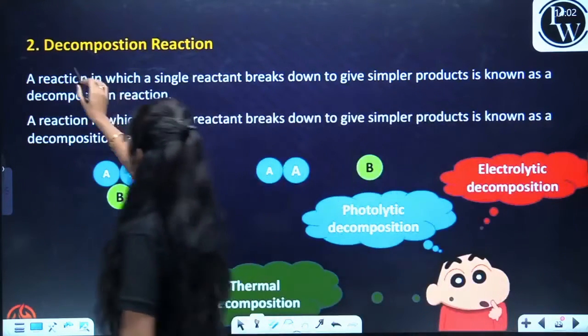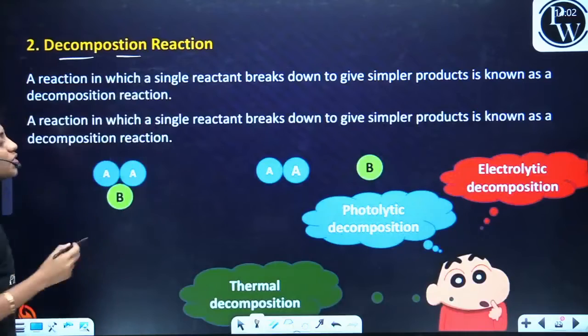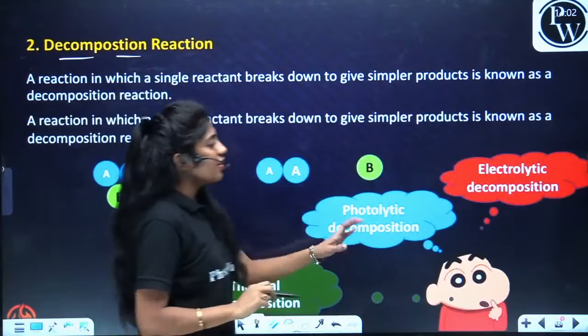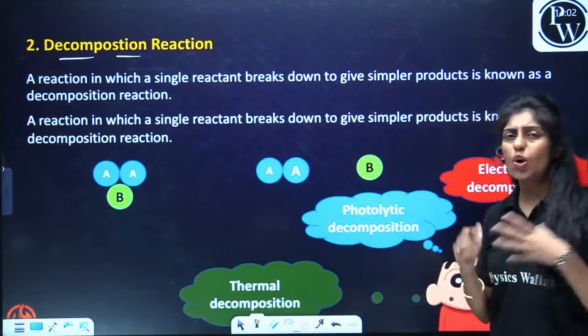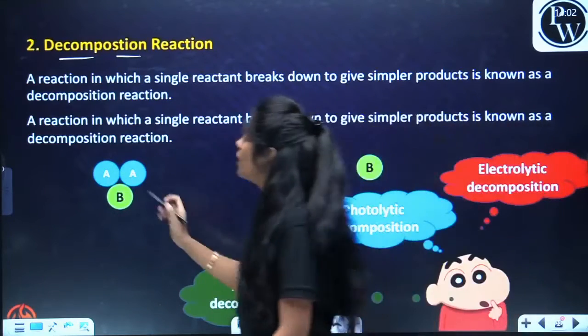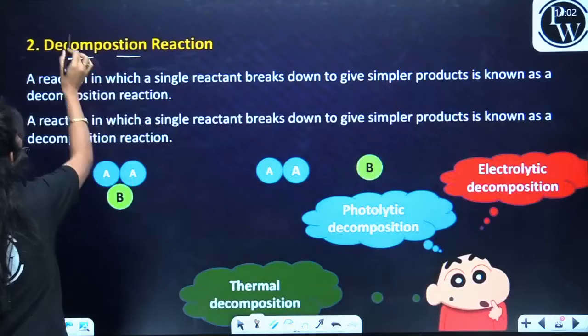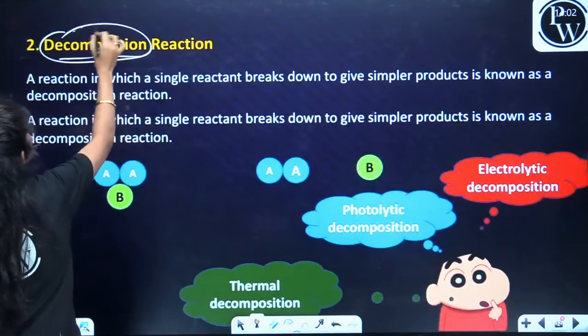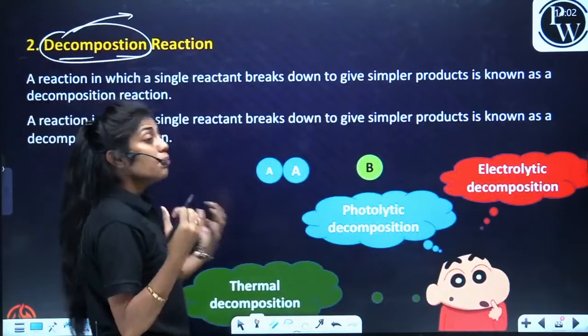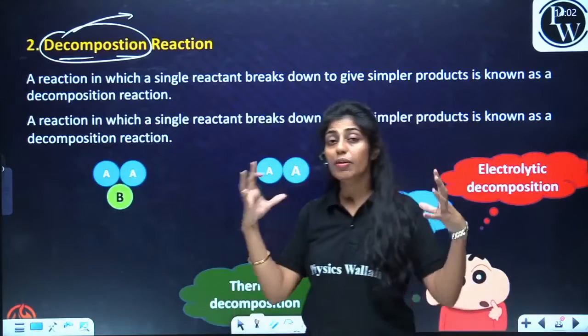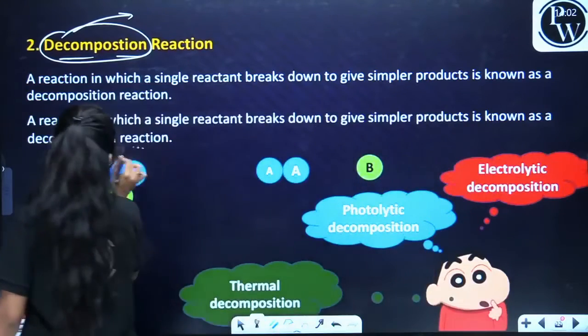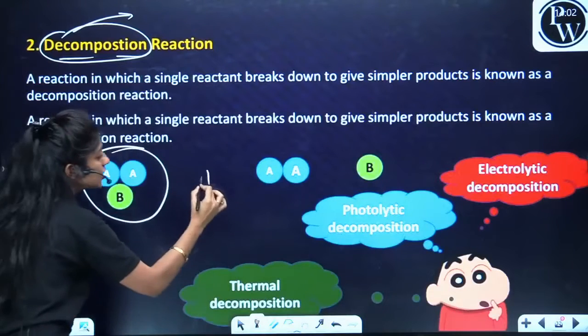Next we are up to decomposition reactions. Here you can see Shinchan thinking about how many types of decomposition reactions there are. So what are decomposition reactions? As the name suggests, something is decomposed. What can decompose? That will be something bigger in size. So you can say there is one huge reactant.